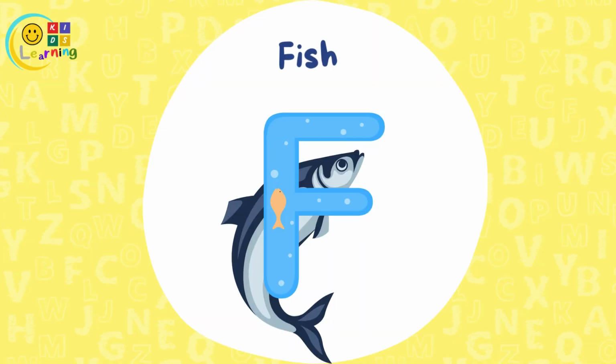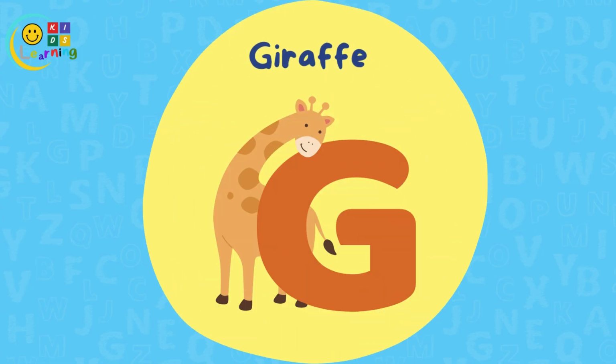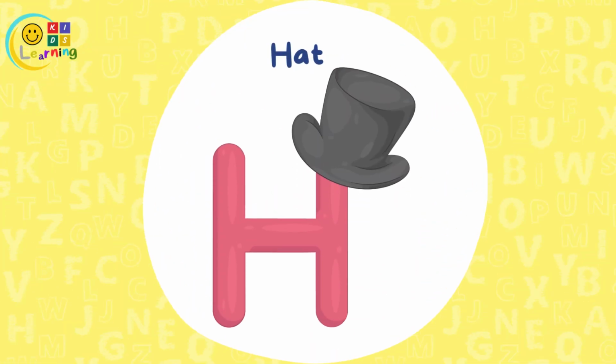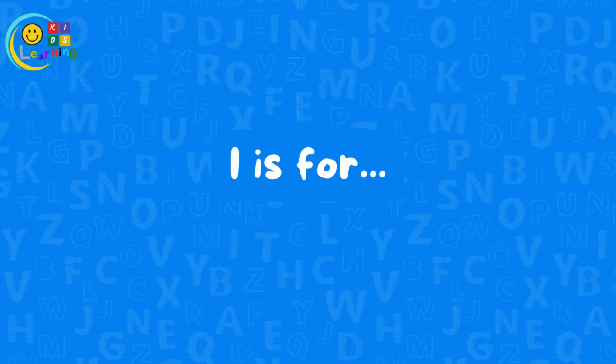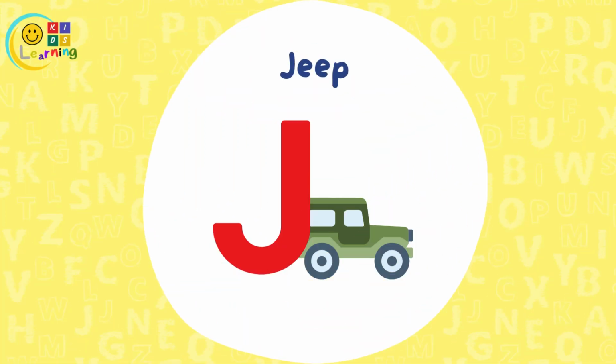F is for fish. G is for giraffe. H is for hat. I is for ice cream. J is for jeep.